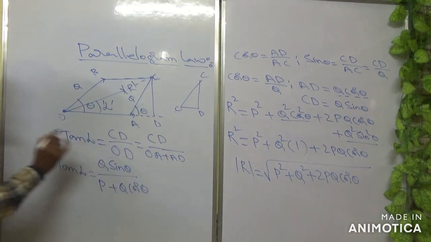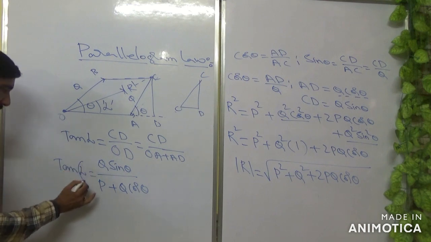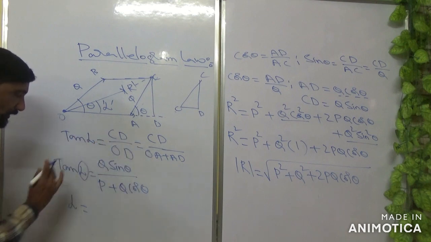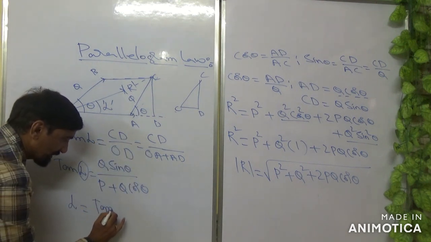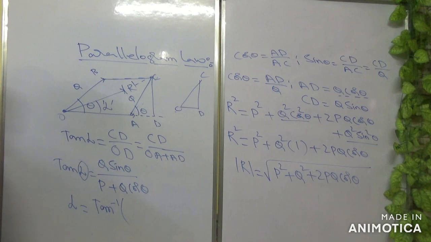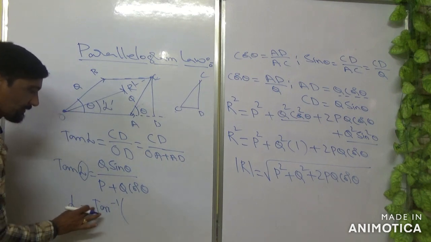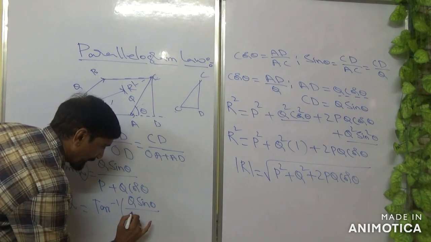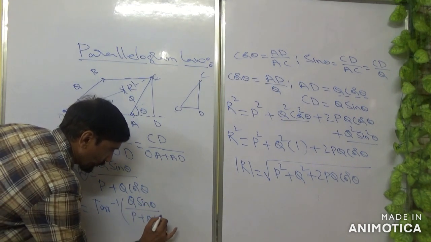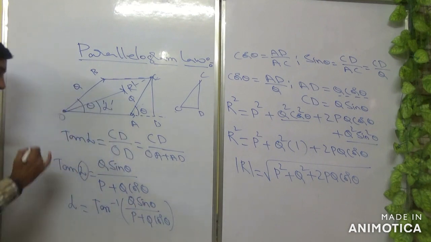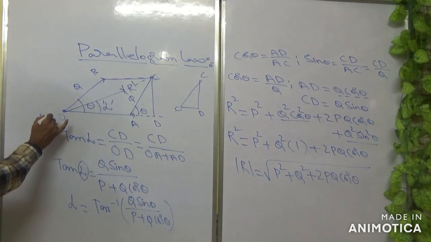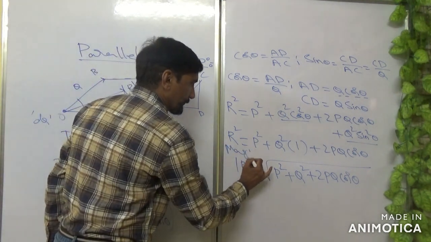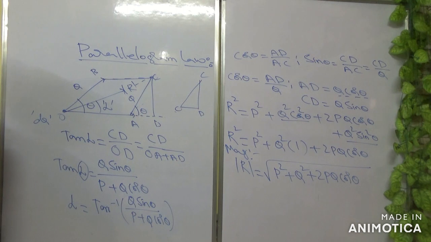So this is about tan alpha. You want to know only direction, means alpha. So if you take the tan to the other side, it will become inverse. So alpha equals tan inverse of Q sin theta by P plus Q cos theta, which gives the direction. This is magnitude, this one is direction.